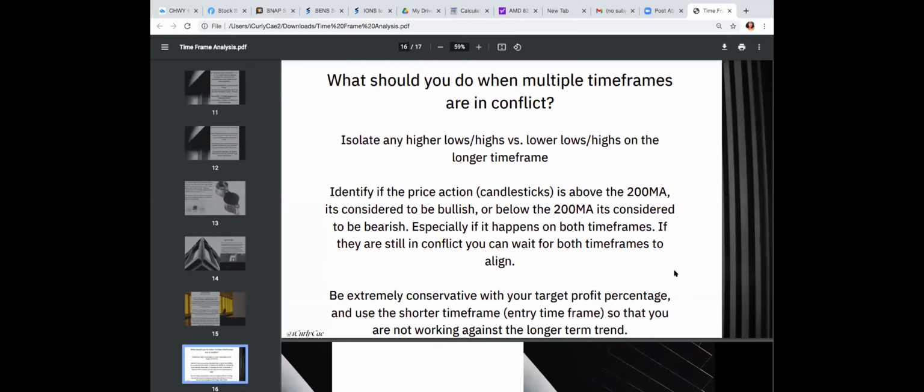You also want to be extremely conservative with your target profit percentage. So if you see on the larger time frame that it's conflicting with the shorter time frame, again, you're trading off of your entry time frame. So you want to stick to that if you do decide to take the trade, and be very conservative and moderate with your target price profit percentage. Do not get greedy for these particular trades, and use a shorter time frame, again the entry time frame, so that you are not working against the longer overall trend.